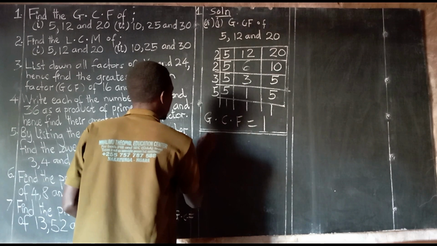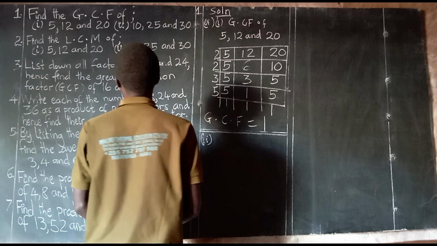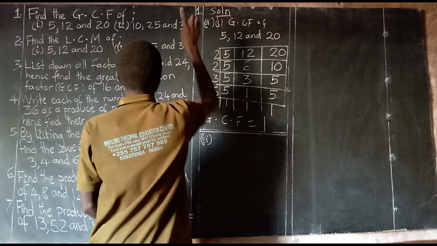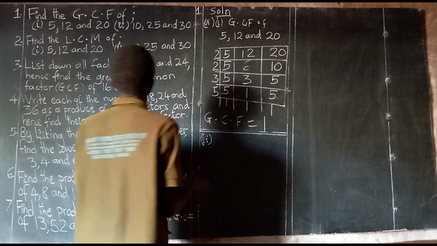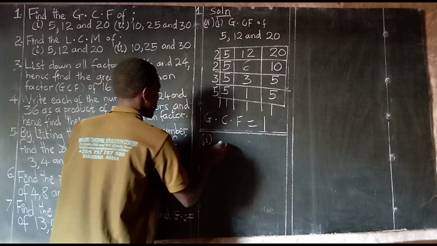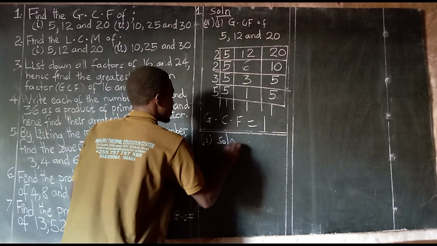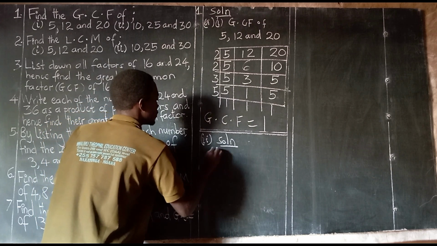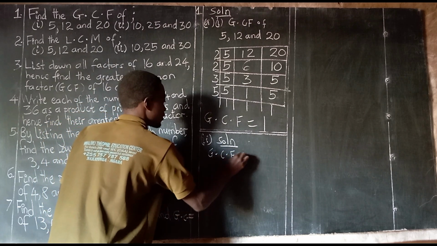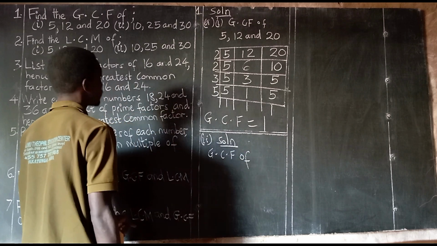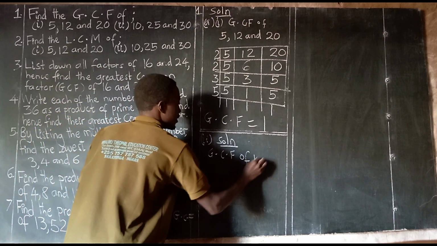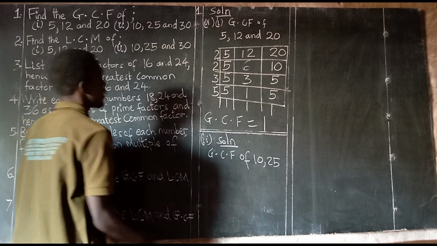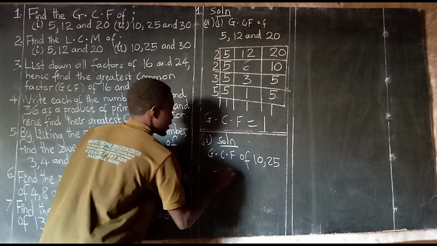Roman 2, you are asked to find the GCF of 10, 25, and 30. The solution is the same. So here, the way we proceed, we have the GCF of 10, 25, and 30.